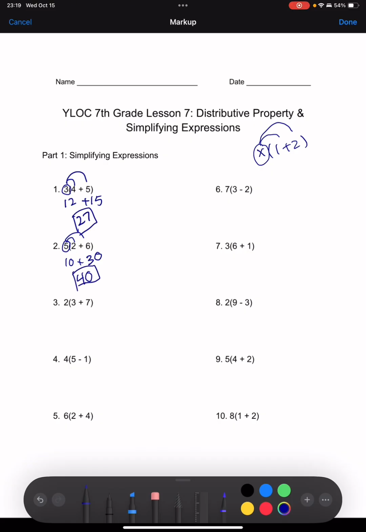Number 3, 2 parentheses 3 plus 7 parentheses. We're going to distribute the 2. 2 times 3, 6. 2 times 7, 14, and we get 20.